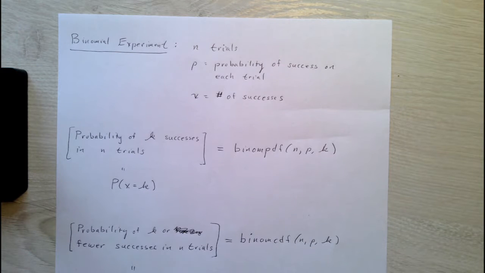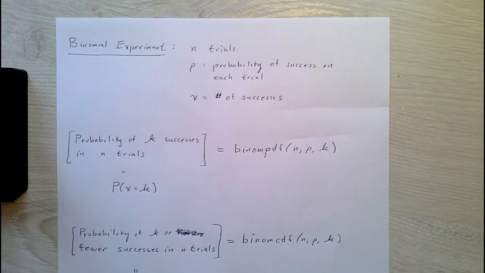binomial experiment is. It consists of n trials, which are all independent of each other, where the probability of a success on each trial is always the same, and it's always equal to p. And of course, a success can be whatever we want it to be. It's basically one of two possible outcomes from each trial. And then x is the number of successes, and that's our random variable here.